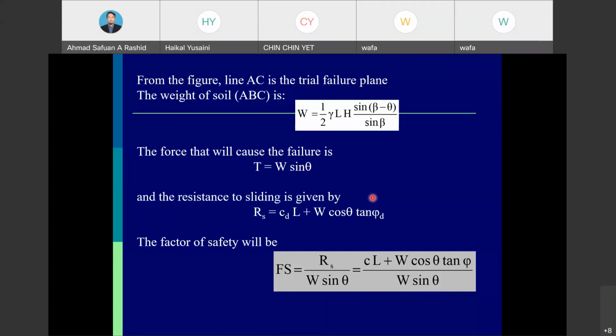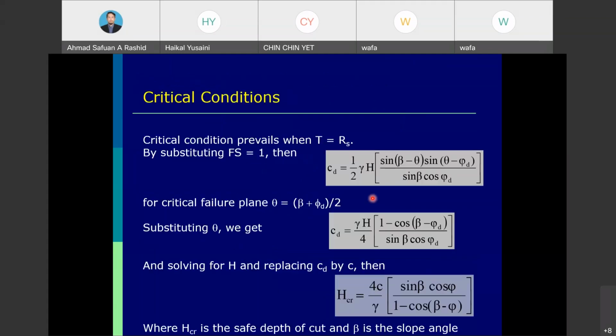Then the resistance to sliding is given by R equal to c_d times L plus W cos theta tan phi_d. So the factor of safety will be given by the equation that we have seen before on the previous slide. Next is the critical condition, where we want to determine the critical height. Normally we use this equation when we want to construct a vertical cut.